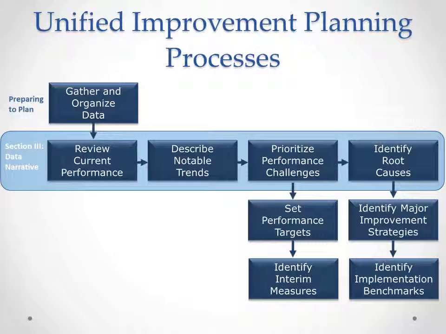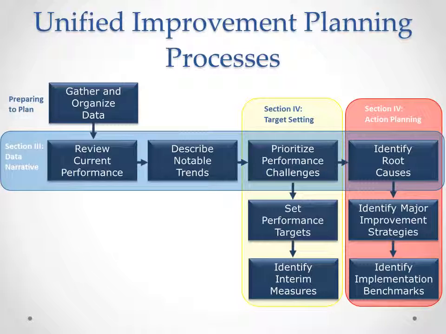Section 4 includes 2 distinct planning processes. The first part of Section 4 involves schools or districts going back to their priority performance challenges and setting annual performance targets for 2 years for each priority performance challenge, then identifying for each performance target interim measures that will contribute to their progress monitoring.